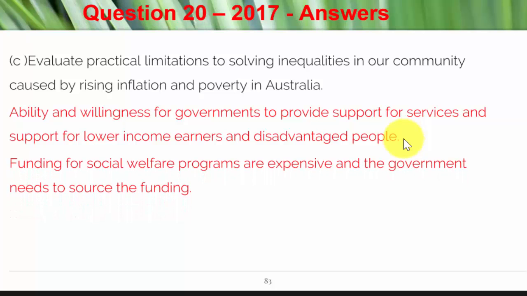The funding for these welfare programs are very expensive, so the governments need to find the source of funding. So if a government or an opposition party is going to say we want to have more welfare services, increase funding to health and so on, that money's got to come from somewhere. So they can either cut another program, or more practically they might increase taxes. So therefore a socialist government would tend to tax more than a conservative government.